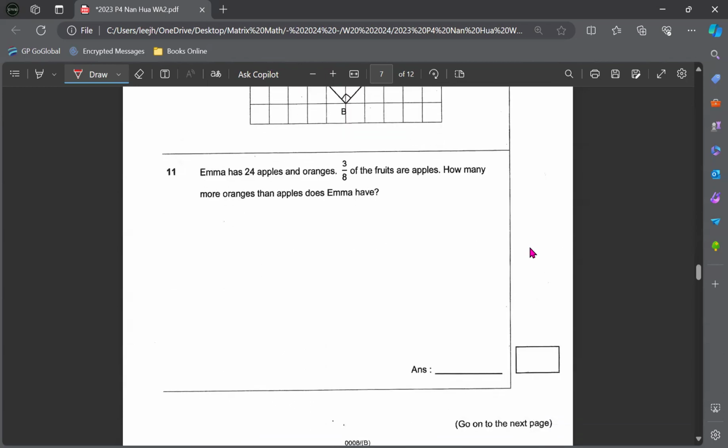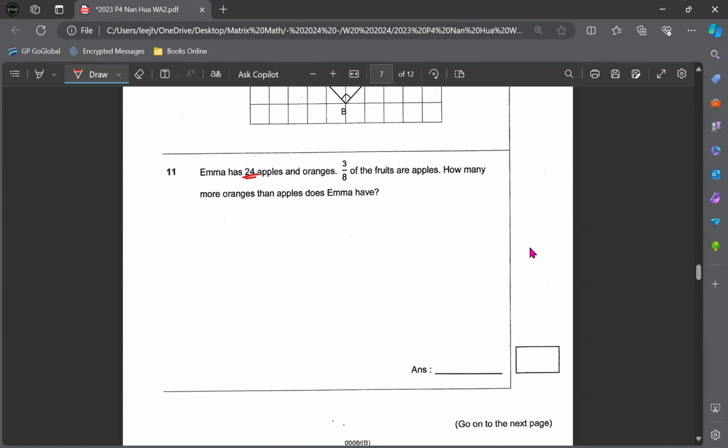Question 11. Emma has 24 apples and oranges. 3/8 of the fruits are apples. How many more oranges than apples does Emma have? So you actually can use fractions. There's only a draw model for this. If you want to draw, I also don't mind. But then 24 will be your total.